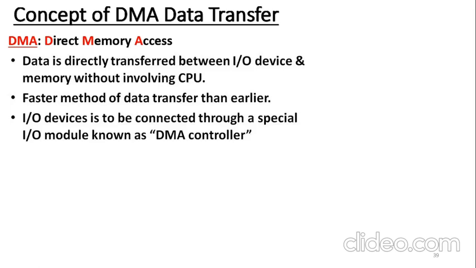In this entire operation, the processor 8086, or whatever CPU is present, is no longer involved in the data transfer operation. This method is certainly faster compared to earlier methods like the programmed data transfer method or the interrupt driven data transfer method. But the only constraint is that the device which wishes to perform DMA data transfer with memory should be connected through a special IO module, and that IO module is called a DMA controller.